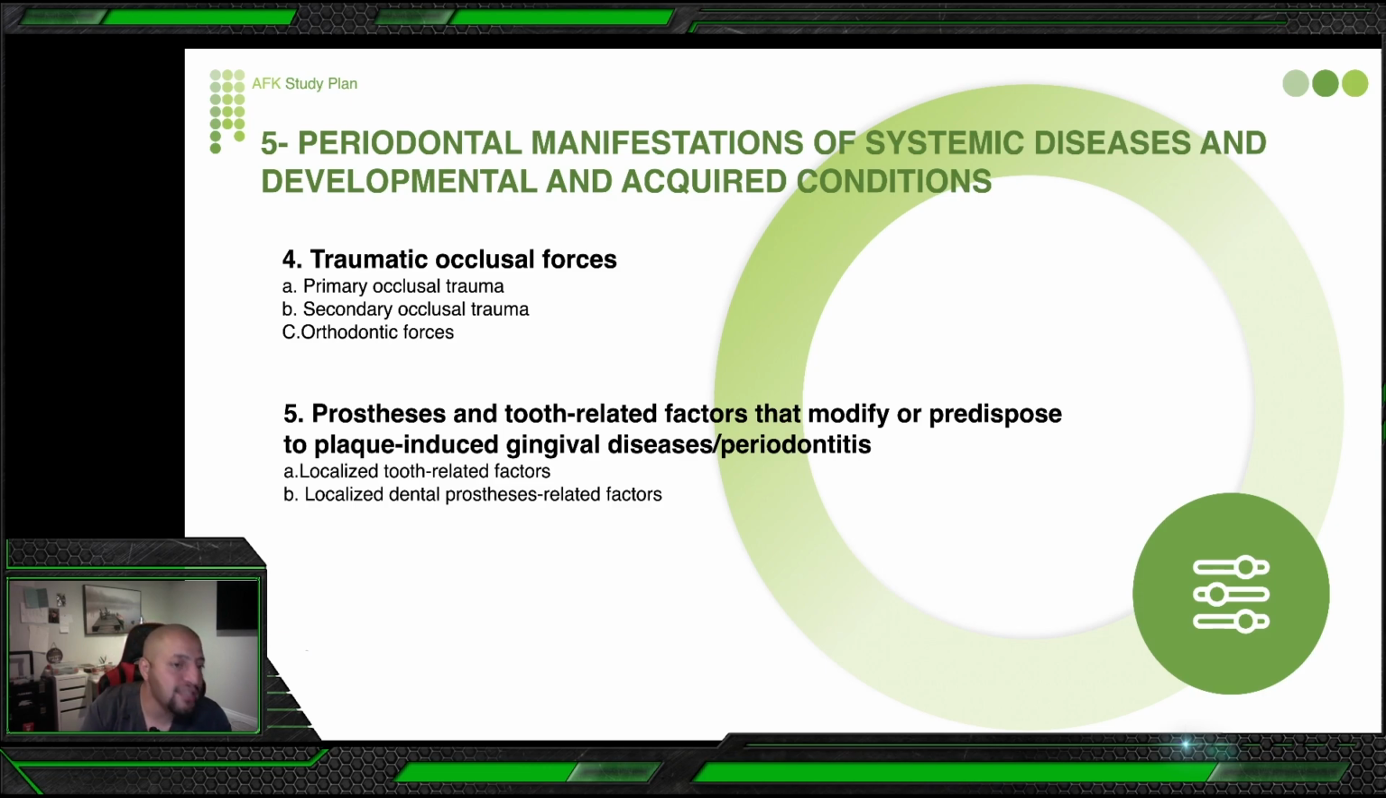And lastly, we're going to speak about prosthesis and tooth-related factors that modify or predispose, like localized tooth-related factors. Think about an upper canine which is labially inclined or labially erupted. This canine will be exposed more to forcible brushing, and not even forcible. If the patient is brushing gently, but this canine is going more labial, it will be exposed more to the forces of brushing, leading to more problems.